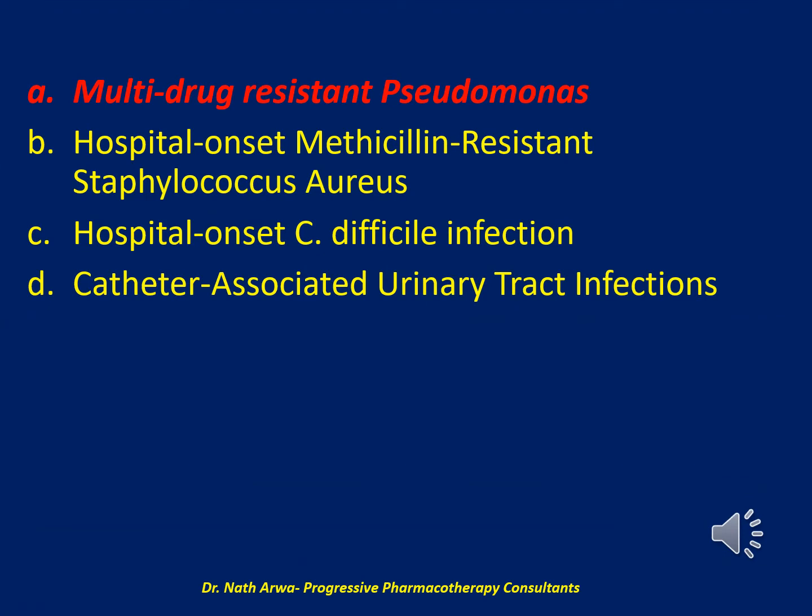And the correct answer is A. Multi-drug-resistant Pseudomonas. The CDC/NHSN does not require reporting of MDR Pseudomonas infection, unless it is associated with a urinary catheter or central line. The CDC/NHSN requires reporting of hospital-onset methicillin-resistant Staphylococcus aureus. The CDC/NHSN requires reporting of hospital-acquired Clostridioides difficile infection. The CDC/NHSN requires reporting of catheter-associated urinary tract infections. Please proceed to the next question.